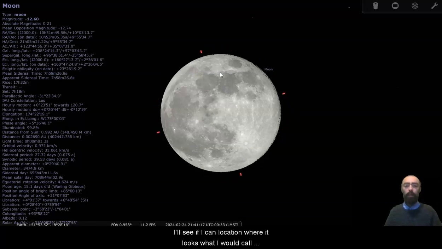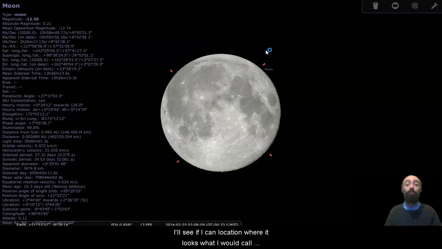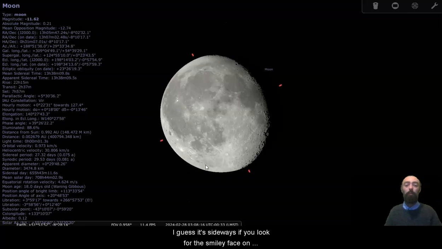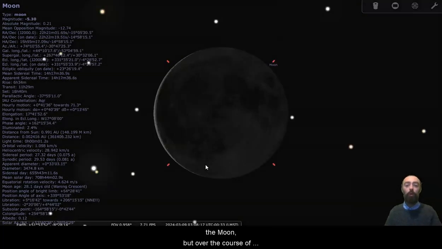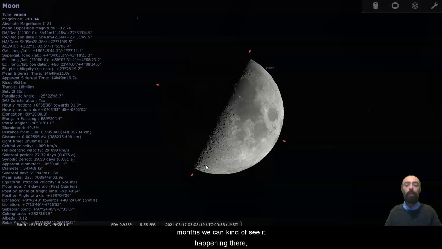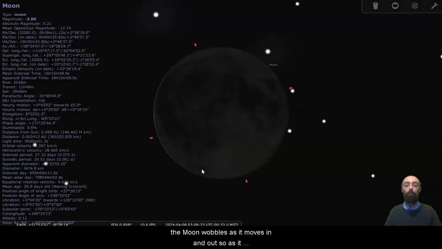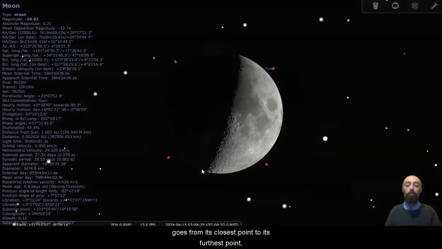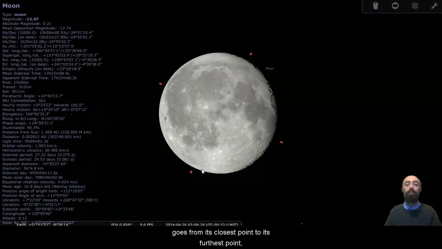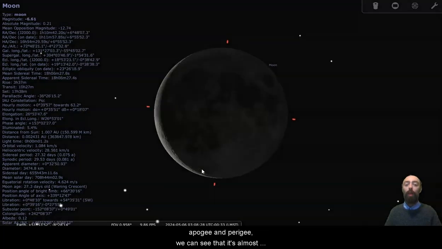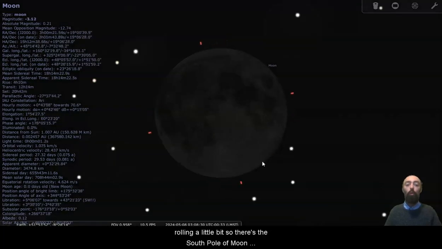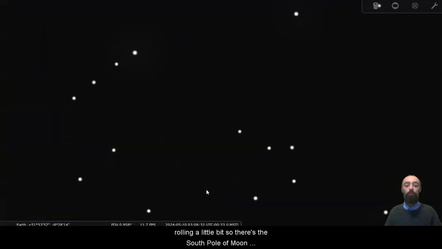I'll see if I can locate where it looks what I would call vertical, with the man on the moon or the football player standing up. I guess it's sideways if you look for the smiley face on the moon. But over the course of months, we can kind of see it happening there. The moon wobbles as it moves in and out. So as it goes from its closest point to its furthest point, apogee and perigee, we can see that it's almost rolling a little bit. So there's more of the south pole of the moon visible to us there.